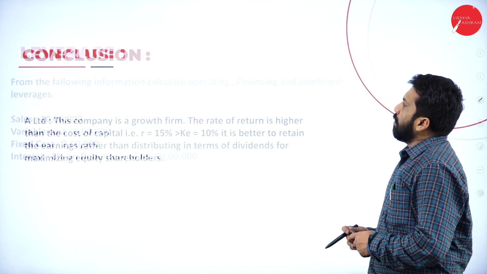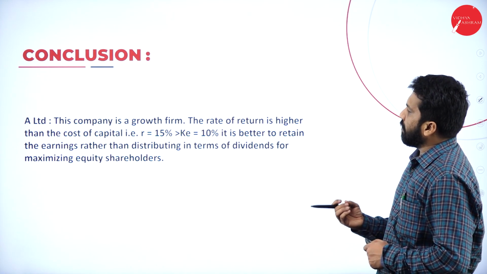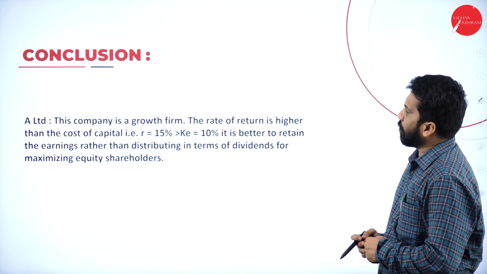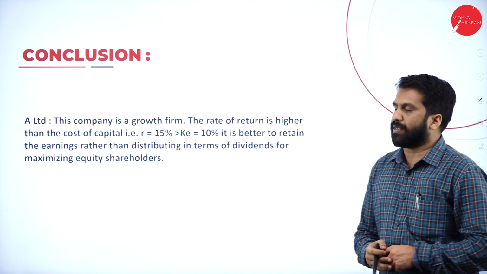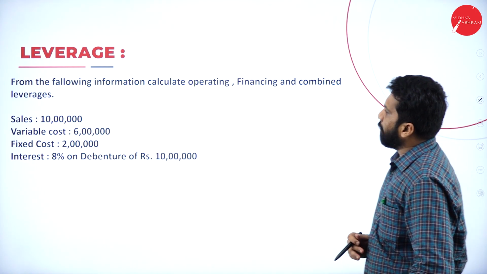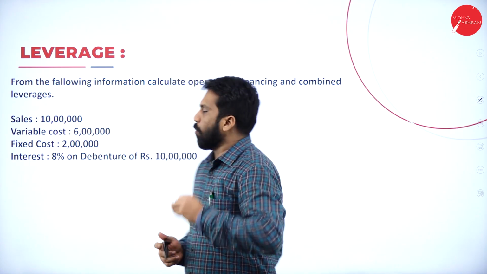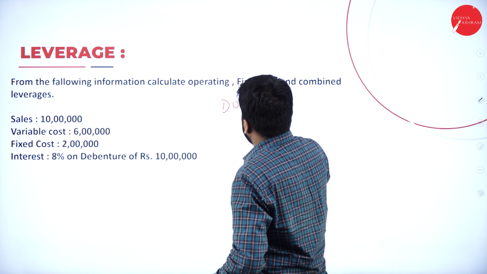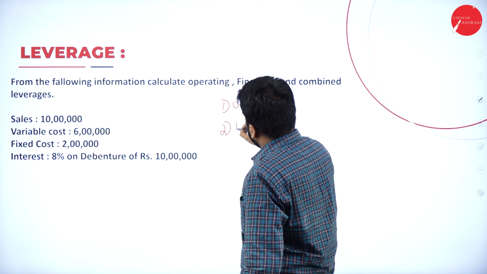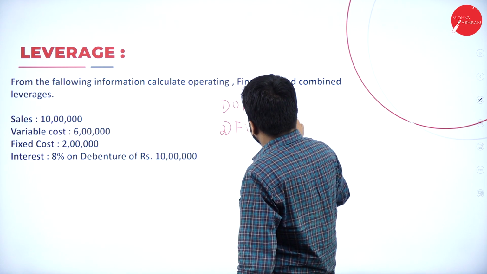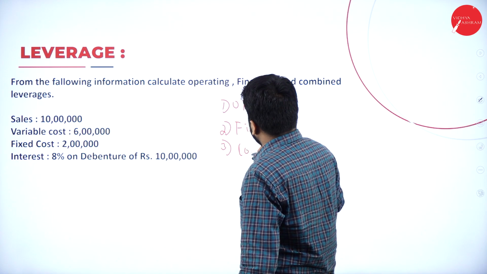Now, we'll go for the conclusion we have to give. So cost of equity is 10% and your cost of capital is 15%. It is more than your cost of capital. Then leverages. Remember we have 3 types of leverages. One will be operating leverage. Second one, financing. And the third one, combined.